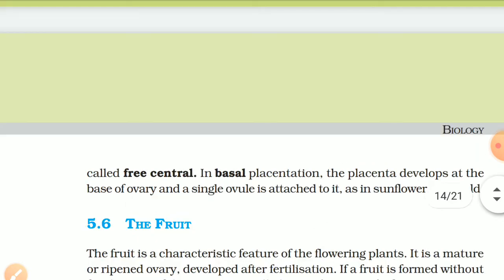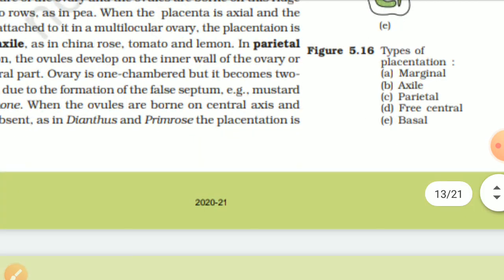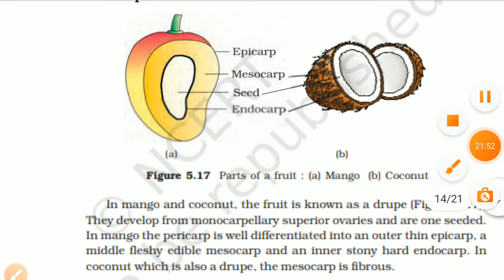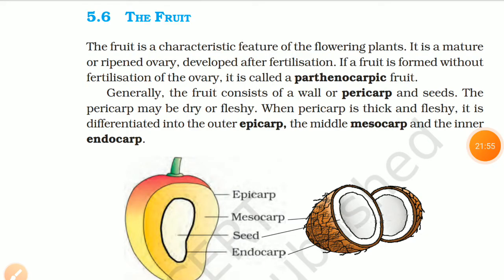5.6. The fruit. The fruit is a characteristic feature of the flowering plant. It is a mature or ripened ovary developed after fertilization. If a fruit is formed without fertilization of the ovary, it is called a parthenocarpic fruit. Generally, the fruit consists of a wall or pericarp and seeds.